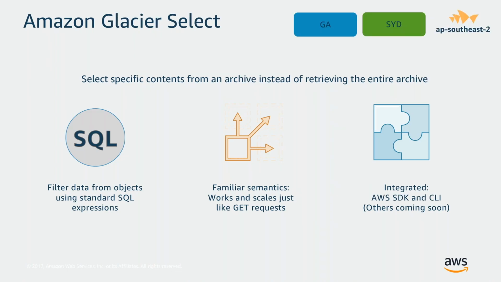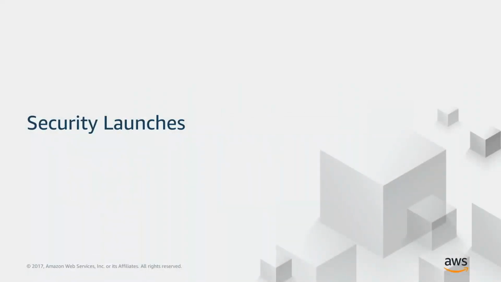What we also heard from customers is that they use Glacier for exactly the same use case. So happy to announce that it's generally available in Sydney today. Very similar functionality. Use it with things like Athena and Presto, and you don't need to retrieve the entire object from Glacier, so saving cost and latency again.